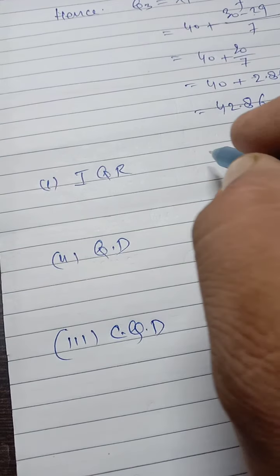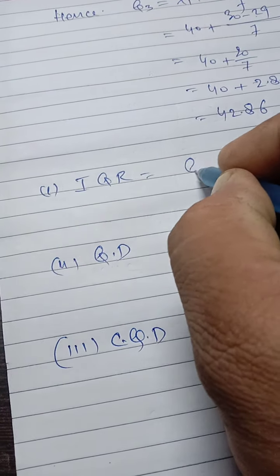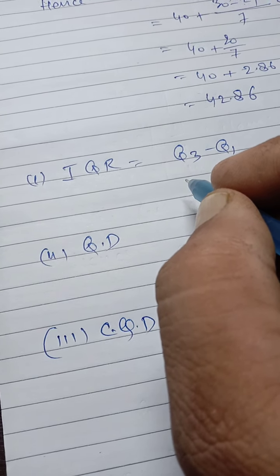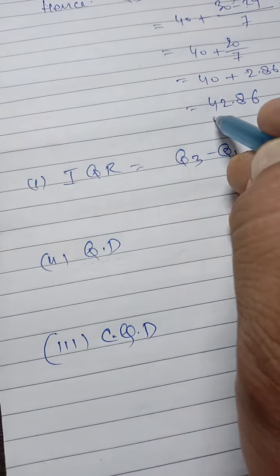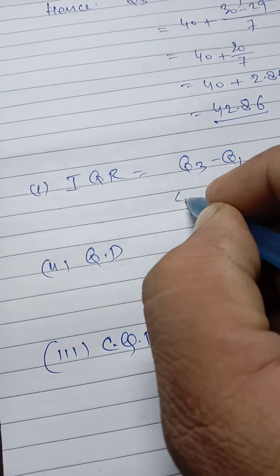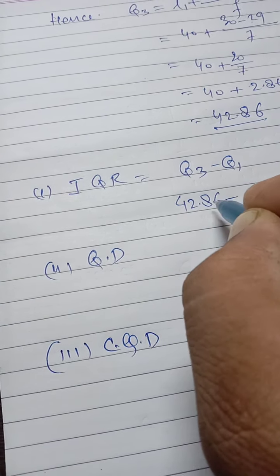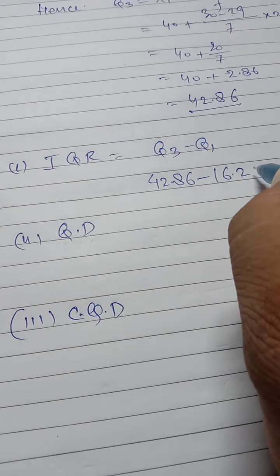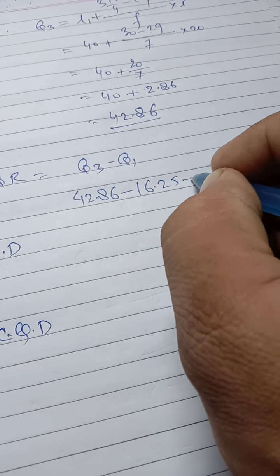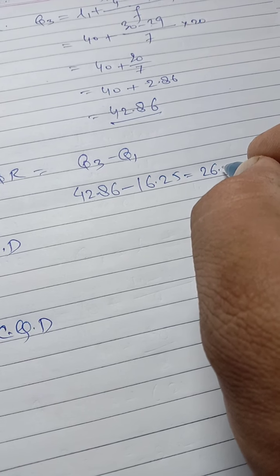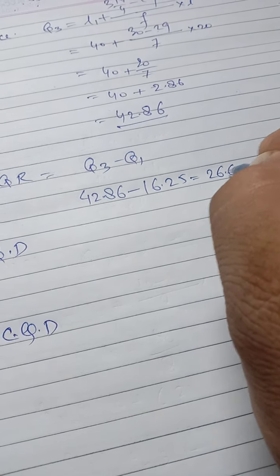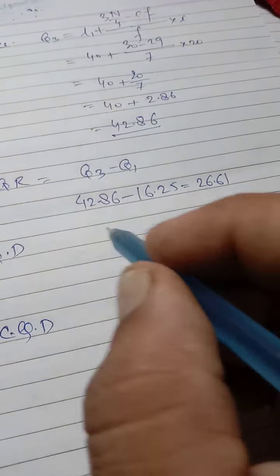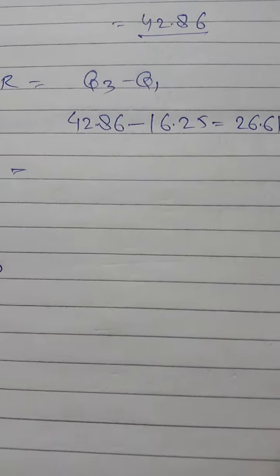So for IQR, we put the formula Q3 minus Q1. Q3 we have got 42.86, and Q1 we have got 16.25, and we are deducting them, then the answer we are getting is 26.61. That is IQR, interquartile range, the range between the two quartiles.